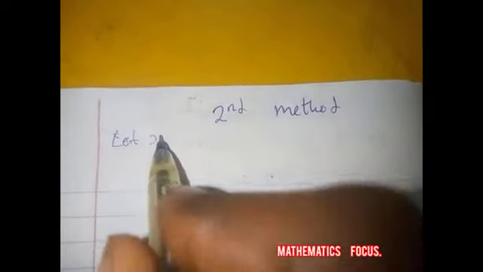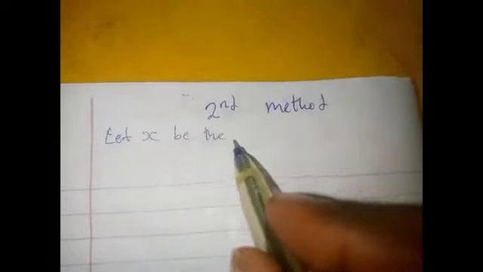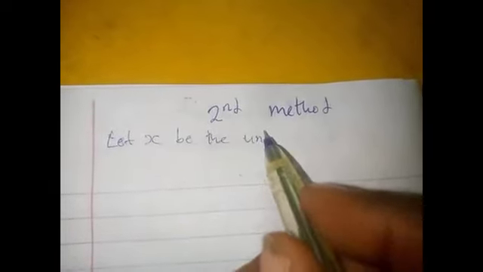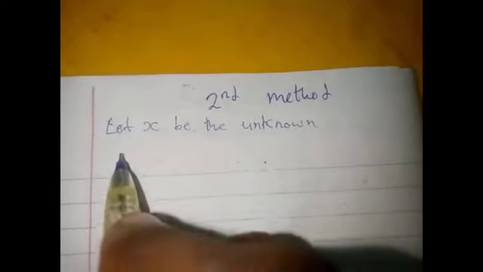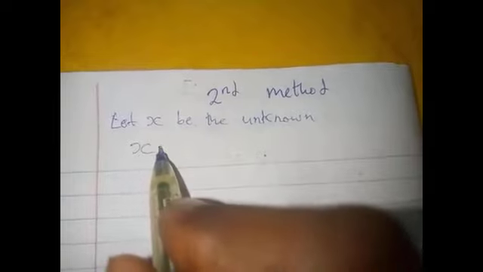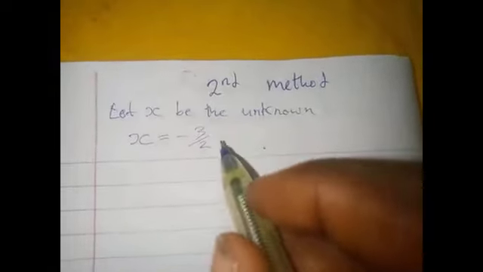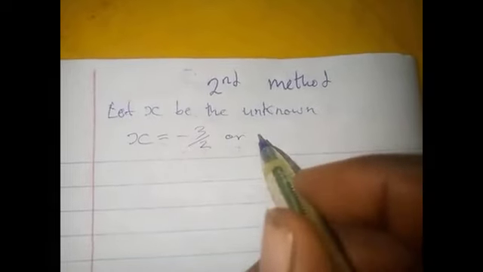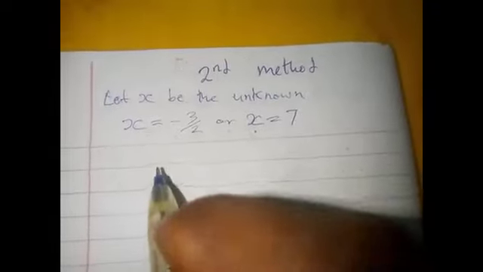So our second method, let's go right away. So we say let x be the unknown. So this gives us x is equal to minus 3 all over 2, or x is equal to 7. So we equate this to 0.